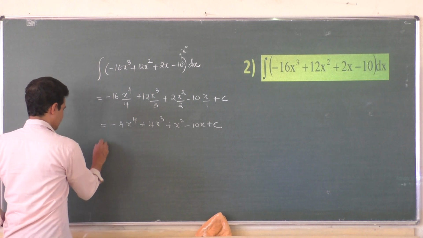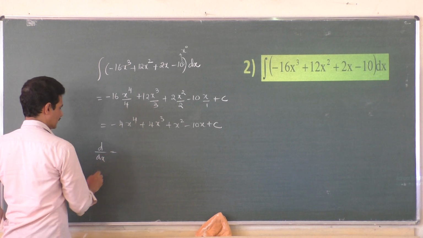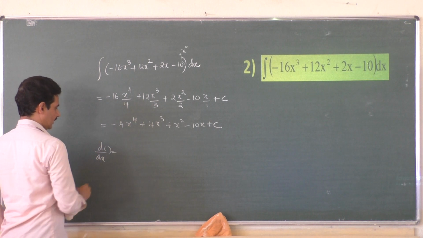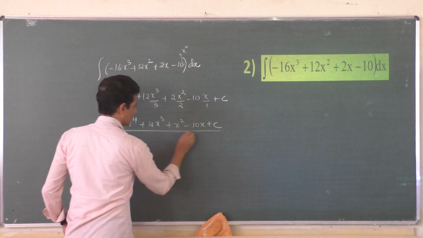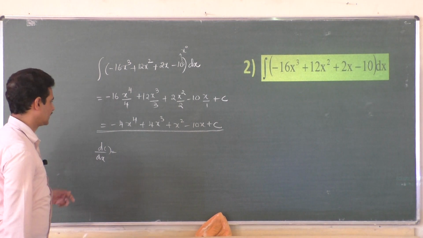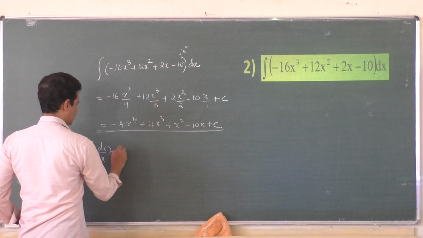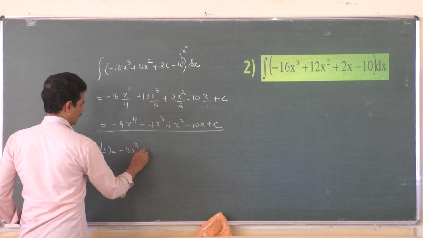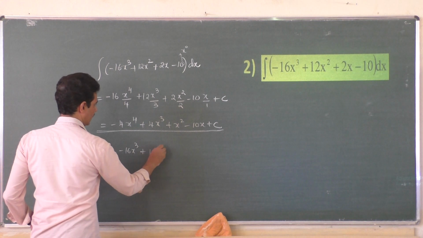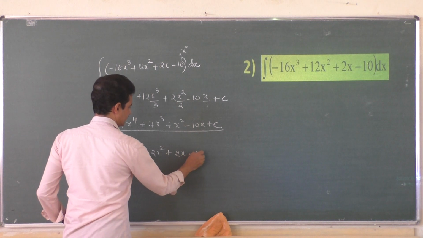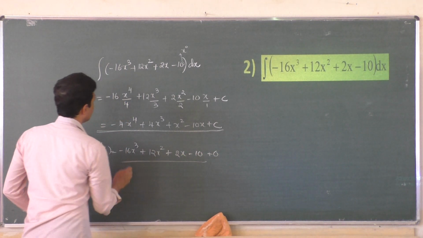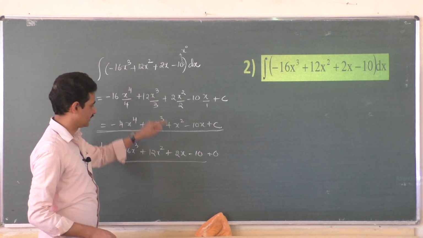Differentiate this, d by dx of this equation. I don't write all the equation. This part is over actually, but still we will check it. Minus 16x cube plus 12x square plus 2x minus 10 plus 0. Is it the same equation? Yes, it's very funny, right?